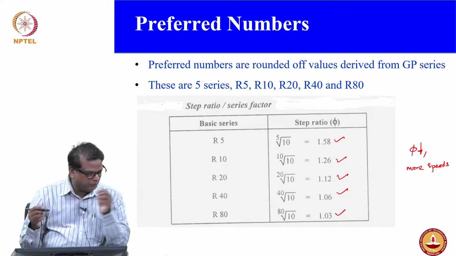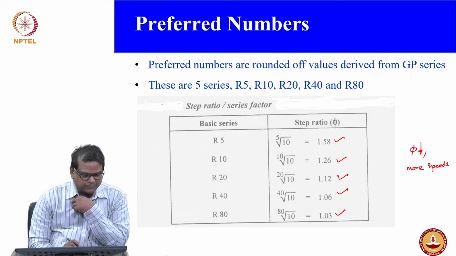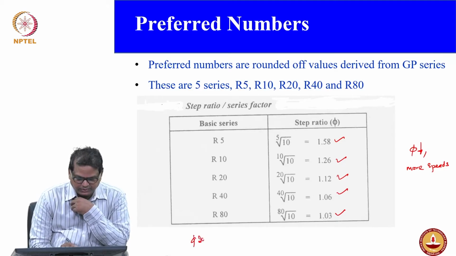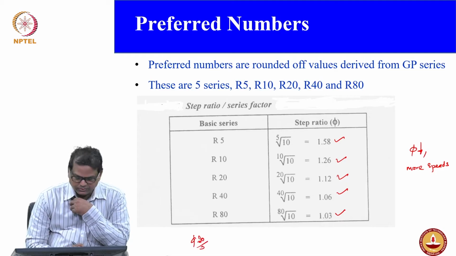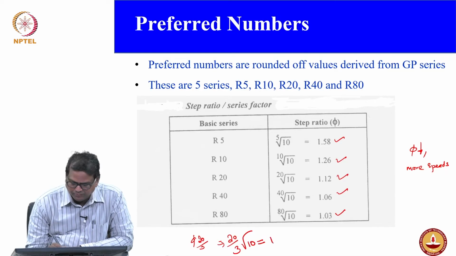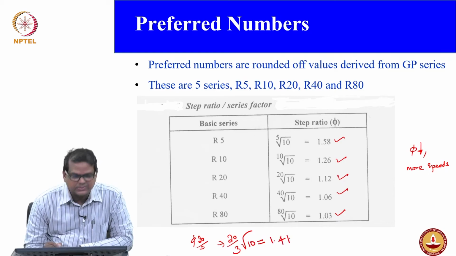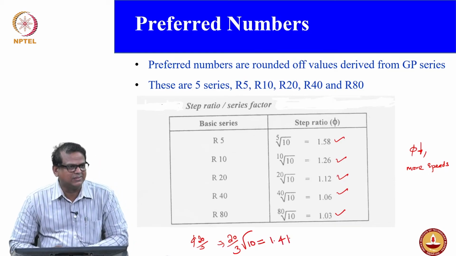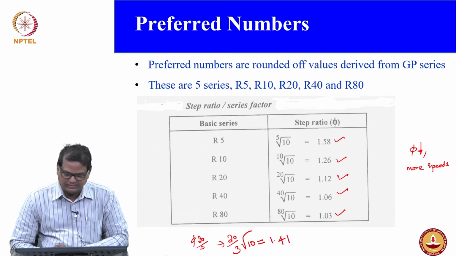Suppose you want to have a different series, like suppose 20 by 3, right? Then they will give you a different step ratio. The 20 by 3 root should give 1.41. This is a non-standard series. So I will discuss it in detail at a later stage.